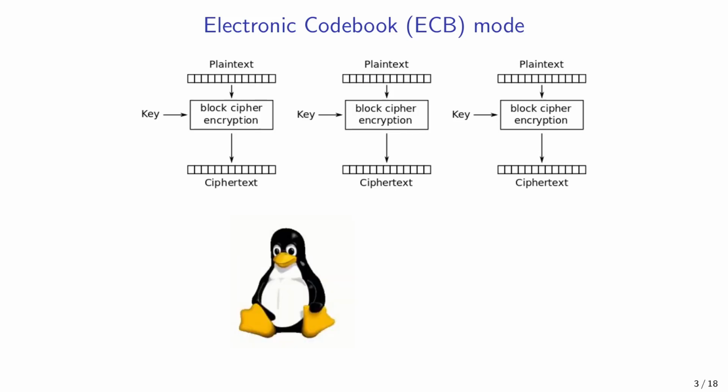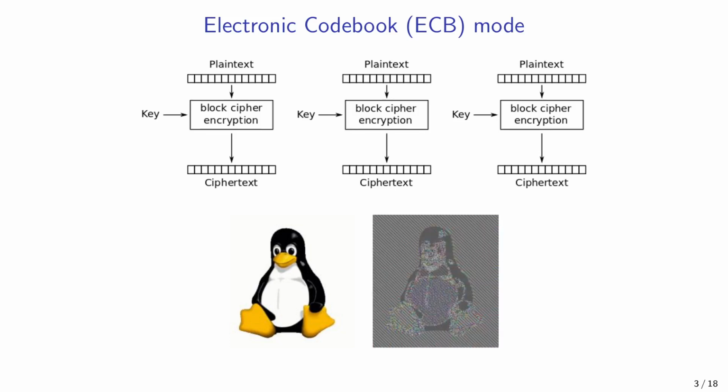So this is where we have to look at this famous penguin image. Let's assume that this is one big bitmap image and we have encrypted it using this ECB mode. Here's how it will look encrypted. As you see, there are some quite visible patterns.